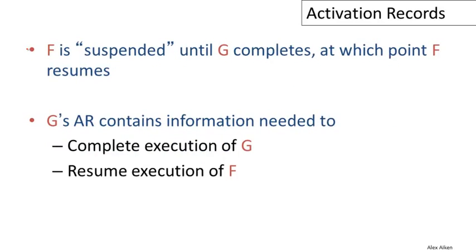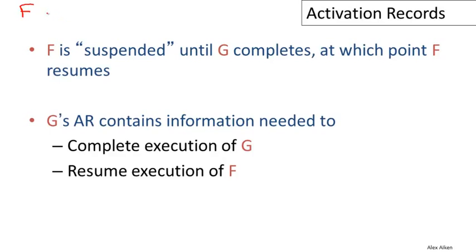Now, up to this point, we haven't said why we need to keep information about activations at all. And the reason is that there is some state associated with each procedure activation that is needed in order to properly execute the procedure, and we have to track that somewhere. And that's what the activation record is going to be for. It's going to hold the information needed to properly execute the procedure. So let's look at that in a little bit more detail.